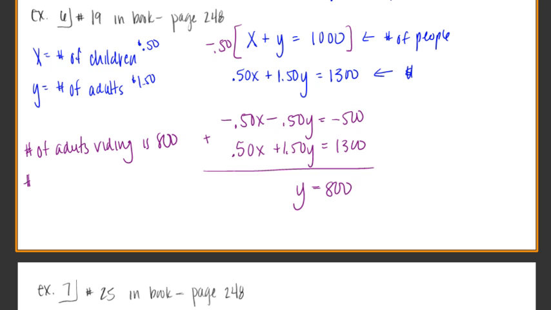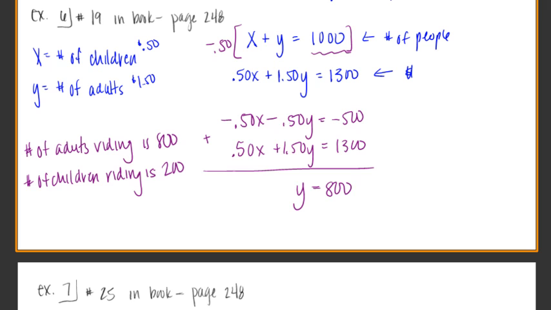And then the number of children, remember if we go back to that very first equation, it says the total number of people needs to be 1,000. Well, if 800 are adults, the only thing you can add to 800 and get 1,000 is 200. So just like that, and there's our answer. Not too bad for word problems, right? We're like, okay, we can stick with these word problems.